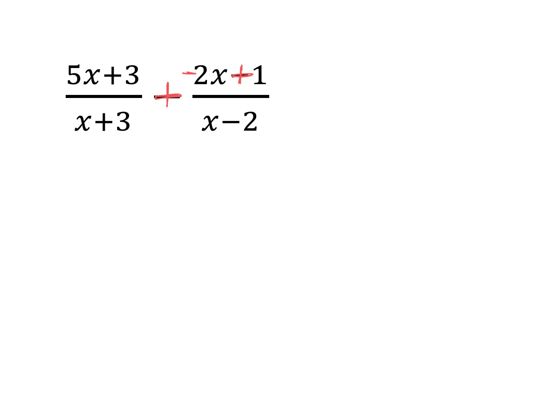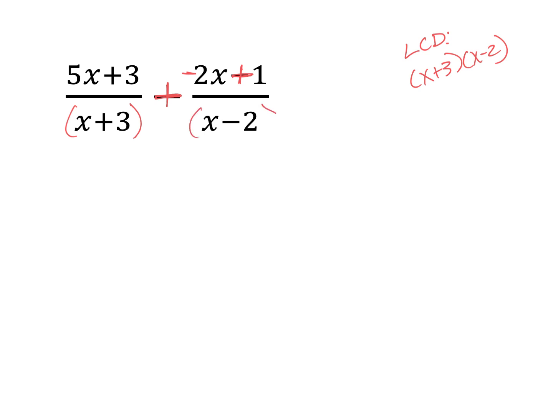Can I add these together the way they are currently written? No. Why not? Because their denominators are not the same. What would the common denominator need to be between these? Well, x plus 3 times x minus 2. It would have to have an x plus 3 in it, and it would have to have an x minus 2 in it. Those are the factors that it would need, yes?